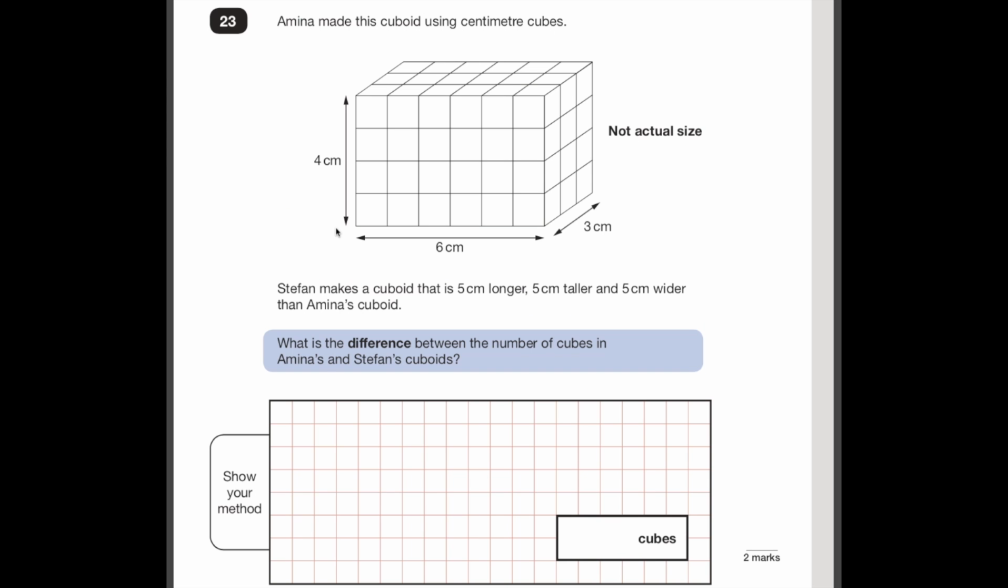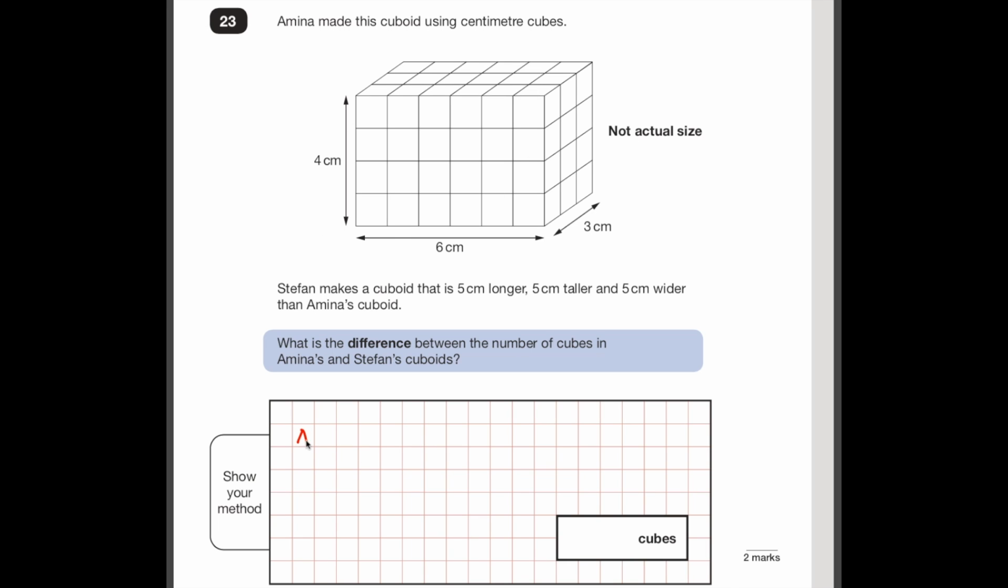Number 23. Amina made this cuboid using centimetre cubes. We have a height of 4, we have a width of 6, and we have a length of 3. Stefan makes a cuboid that is 5 centimetres longer, 5 centimetres taller, and 5 centimetres wider than Amina's cuboid. So what's the difference between the number of cubes in Amina's and Stefan's cuboids? This question is testing your knowledge of volume. So what the volume is of a cuboid, in this case, would be the height multiplied by the width multiplied by the length.